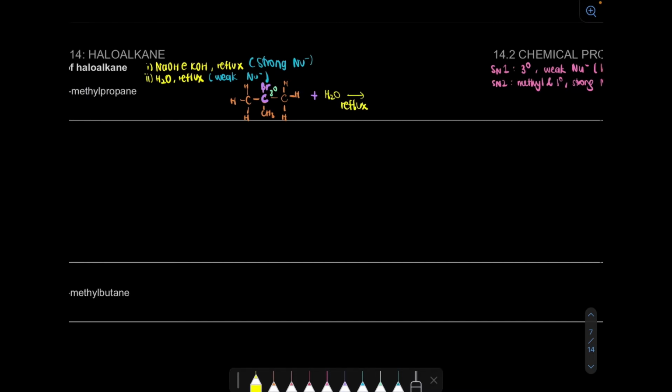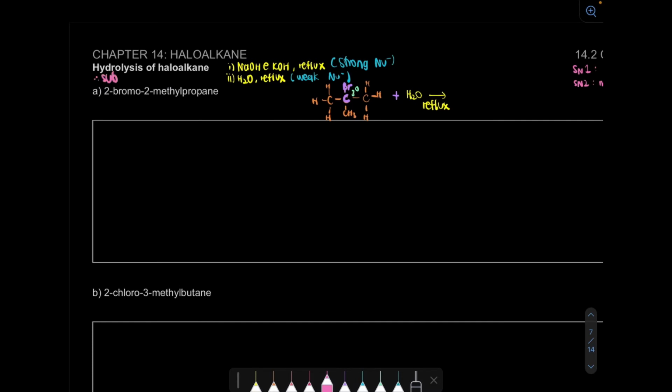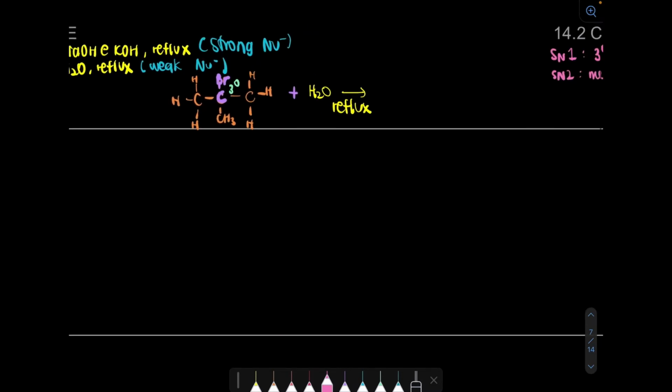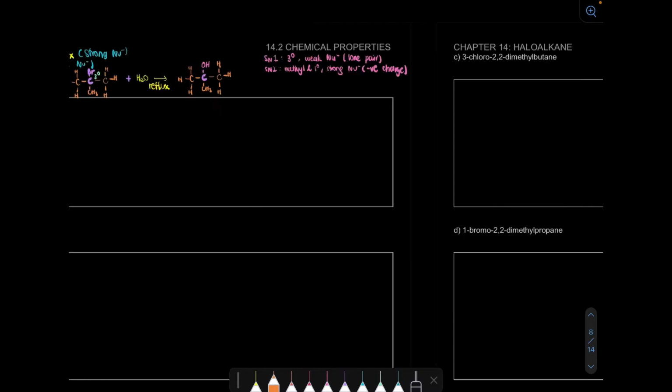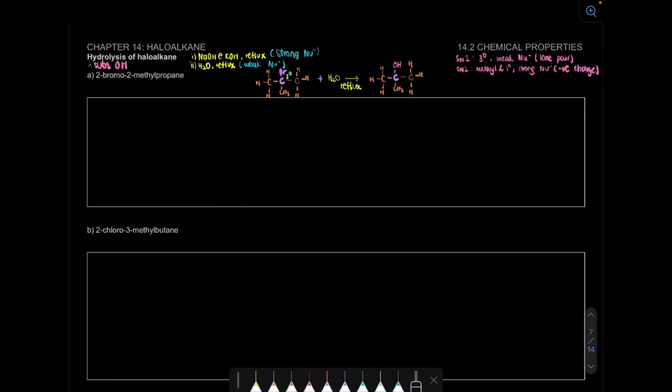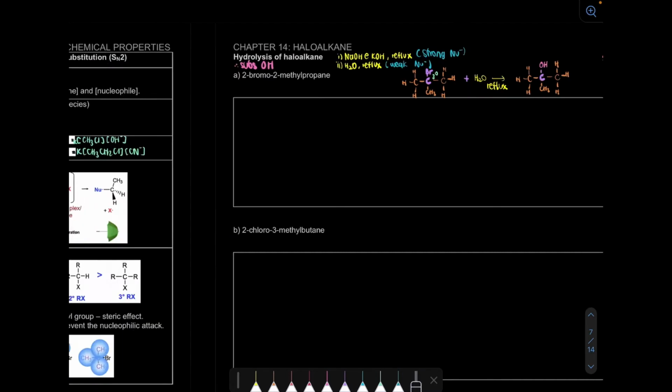For this reaction to occur, we substitute OH for our halogen. So the bromine, I'm just going to remove it, and I'm going to add OH. So this is actually my reaction. But how about the mechanism? Let's look at the mechanism for SN1.